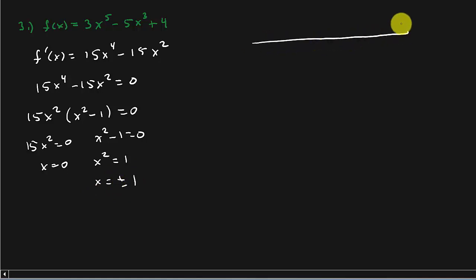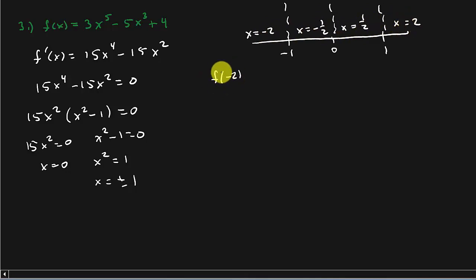And so now we've got -1, 0, 1. So I've got x equal -2, x equal -1/2, x equal 1/2, and x equal 2. So I'm going to do f prime of -2, f prime of -1/2, f prime of 1/2, and f prime of 2.